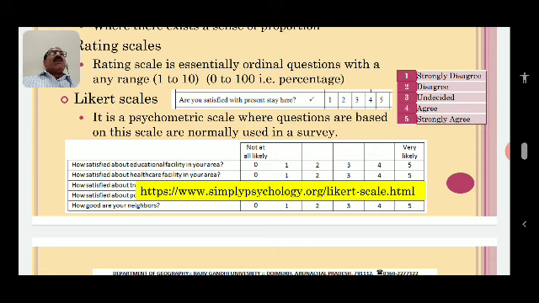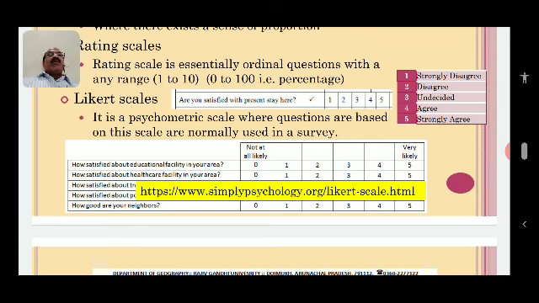So you can have, say, suppose: are you satisfied with the present stay here? So he may say strongly disagree, disagree, undecided, agree, and strongly agree. So you have 1, 2, 3, 4, 5.